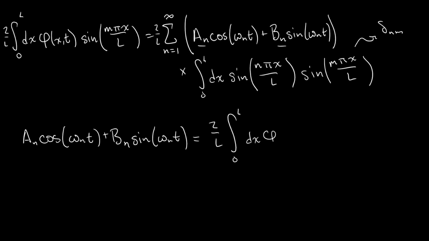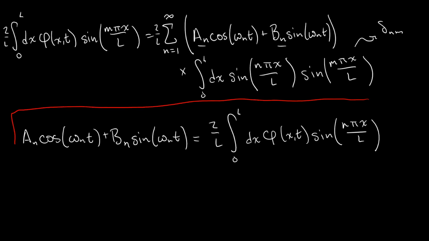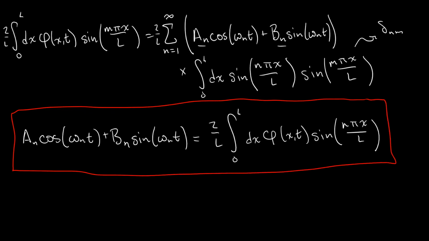The integral of dx psi of x comma t times sine of n pi x over L. And so this is how I find my particular solution to the wave equation using this Fourier series. I just use my orthogonality relationships by means of this integral. I integrate both sides, get the Kronecker delta, collapse the sum on the right-hand side to a single term, which I then know is just given by this integral.